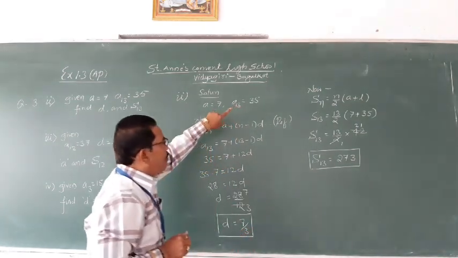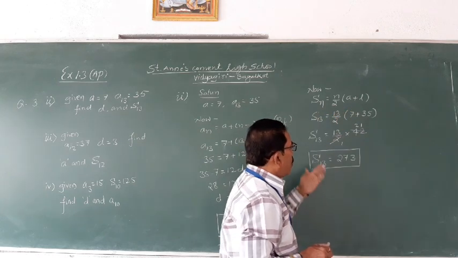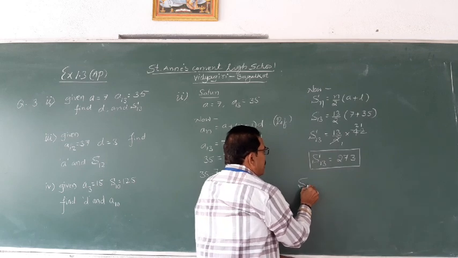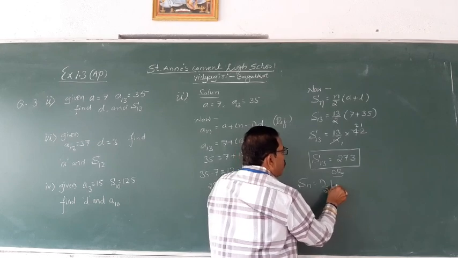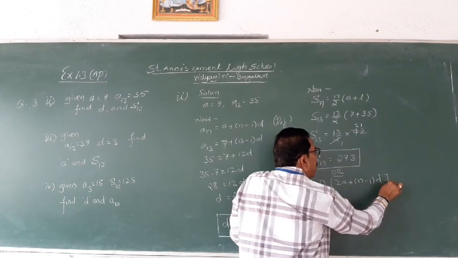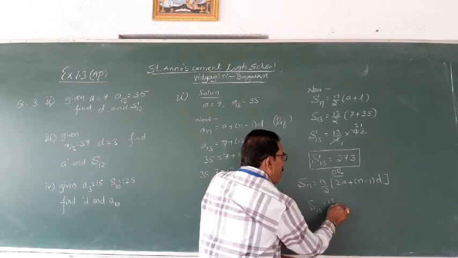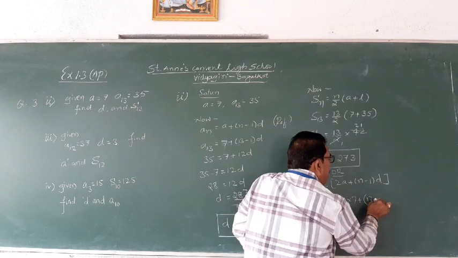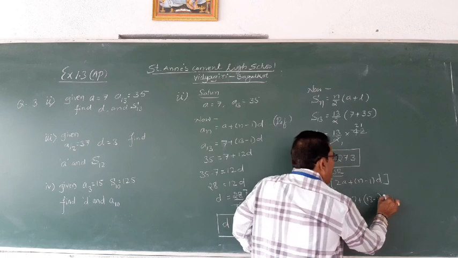When the last term is given, we have to apply this one: Sn equals n by 2 into a plus l. We can also solve this one by referring to the basic formula, that is Sn equals n by 2 in the big bracket 2a plus n minus 1 into d. See, S13 equals 13 by 2 in the bracket 2 into 7 plus 13 minus 1 into d, that d we have calculated, 7 by 3.